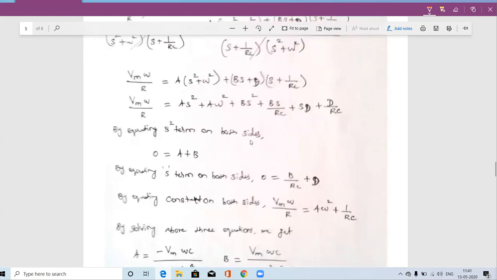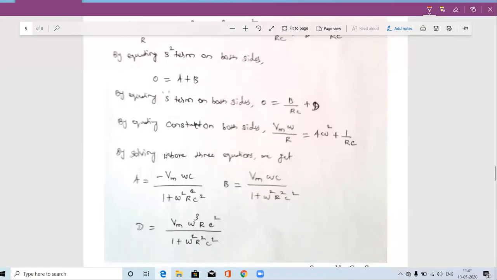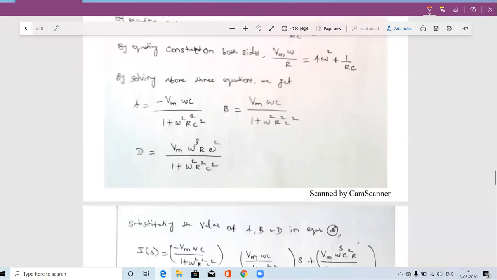Okay, equating the coefficient of s squared, s term and a constant term, so directly you will write the answers. Okay, here look, the a value is Vm minus... In that RL circuit omega L is there, but in this omega C is there. Okay, that is a difference. You just compare and study. The a value, b value, and the d value are somewhat different, and the denominator is also different. Here all three denominators are the same, but in the RL circuit the denominator is omega squared L squared plus R squared. Here the answers are different, so you just see the answers.